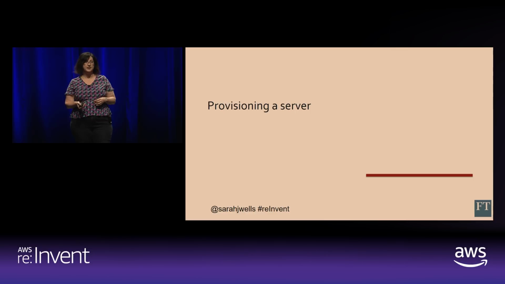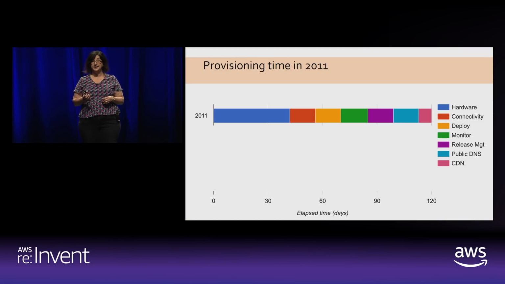When I joined the FT in 2011, it took, on average, 120 days to provision a server. But basically, we had to buy it, configure it, set it up. It was all manual. You can't do microservices when you have that kind of a process, because you're going to have lots of servers. And also, you do actually want all the servers to be the same. You want them to be cattle, not pets. So you need to automate it using templates.